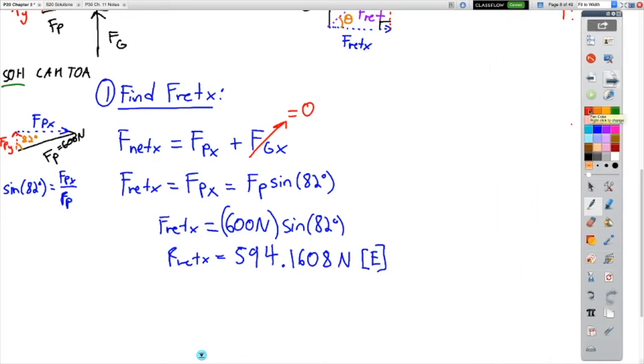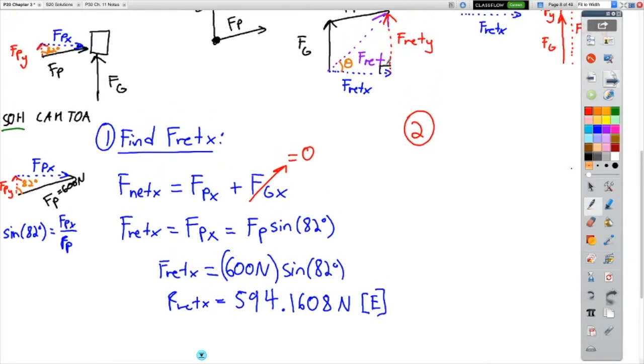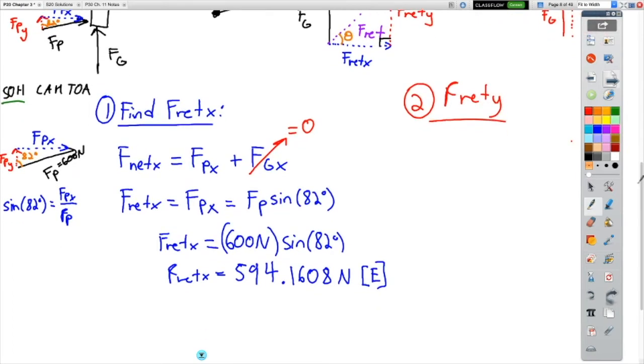Okay, great. Now we've got F net x. Because we're trying to build this triangle here, let's find F net y. Again, what is F net y? What is anything resultant or net y? It is the sum of the y components of every force that makes it up. So in this case, it's Phil's y component and George's y component.